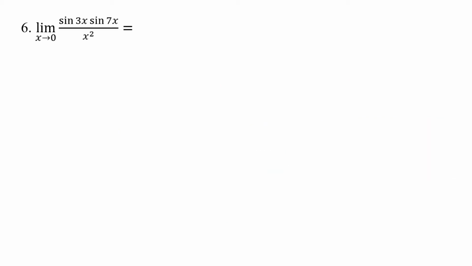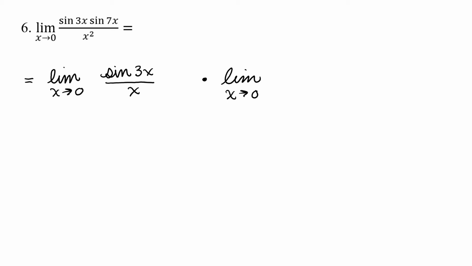We have the limit as x approaches 0 of sine of 3x times sine of 7x over x squared. Now x squared is the same thing as x times x. So we can split this x up, because our sine of 3x will need an x, and our sine of 7x will also need to be divided by an x. So this is equal to the limit as x approaches 0 of sine of 3x over x times the limit as x approaches 0 of sine of 7x over x, where these x's came from our x squared.